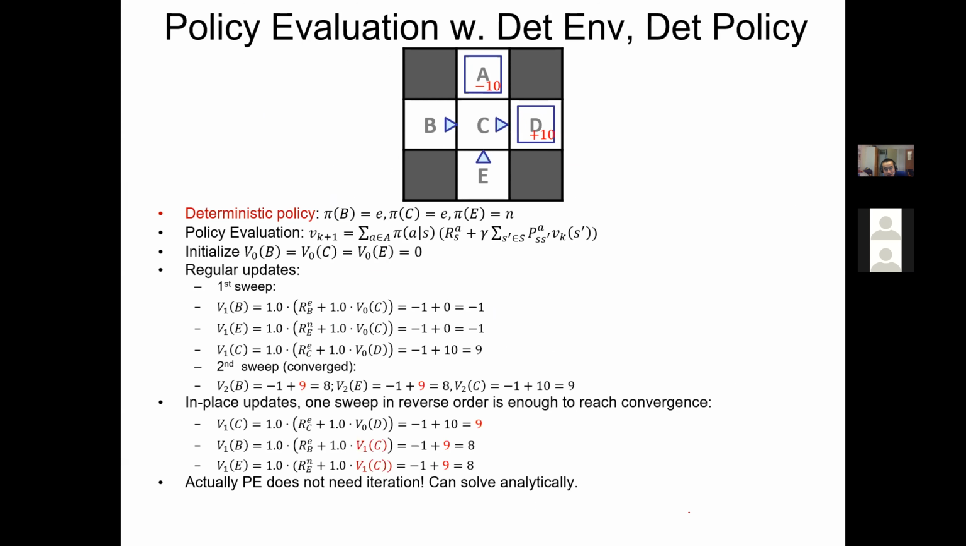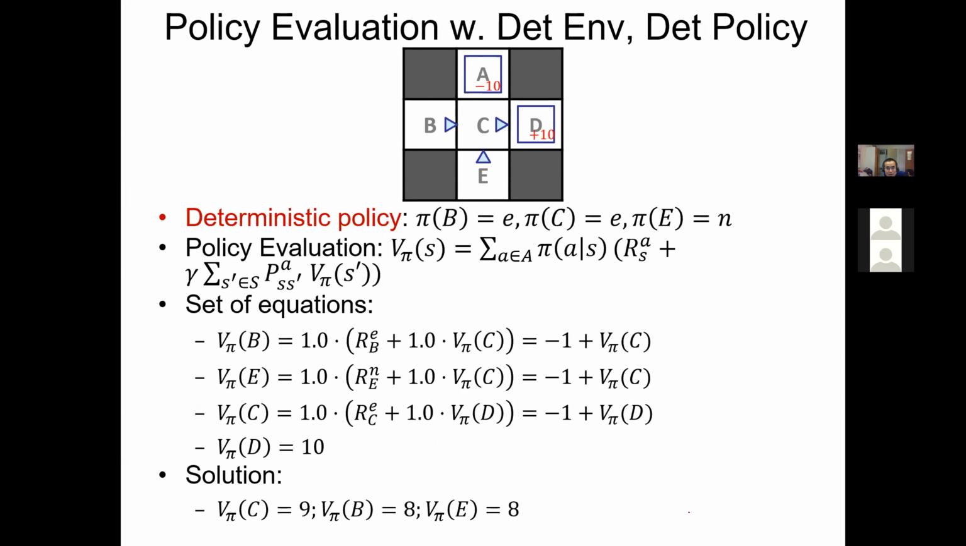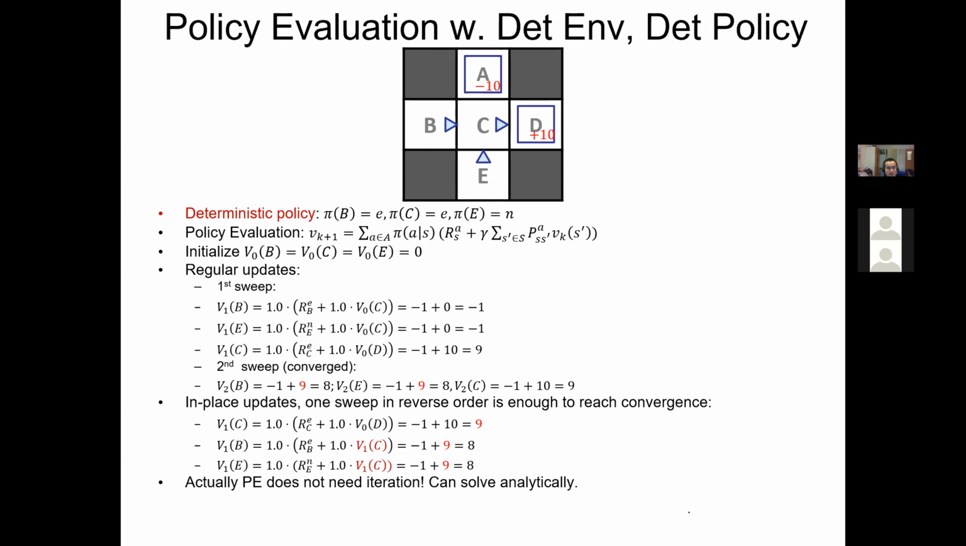So next, I worked out some examples for policy evaluation. I won't go into the details, but I hope you can go back and work out these examples by hand to train yourself. So one is for a deterministic environment and deterministic policy. One is for a deterministic environment. Did I say deterministic? Oh, right.